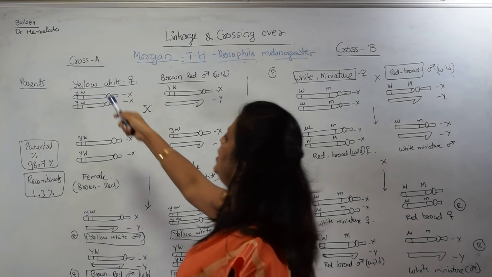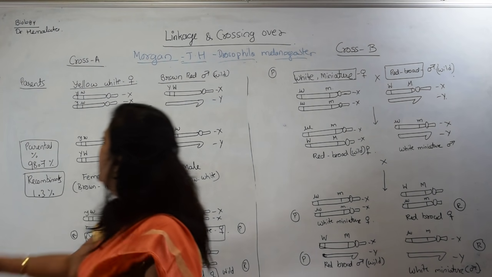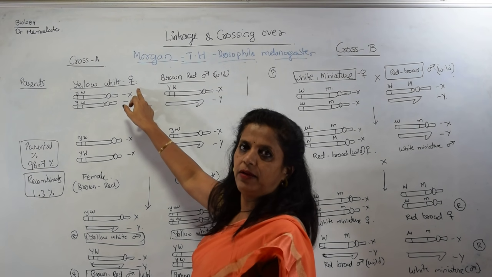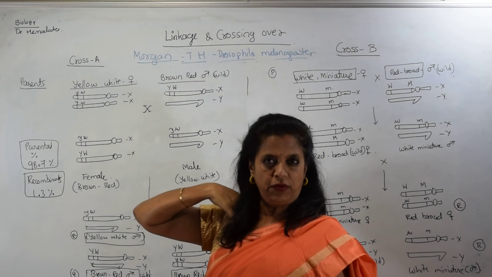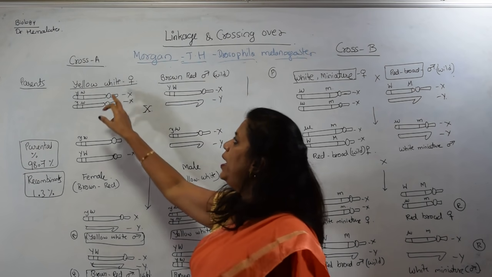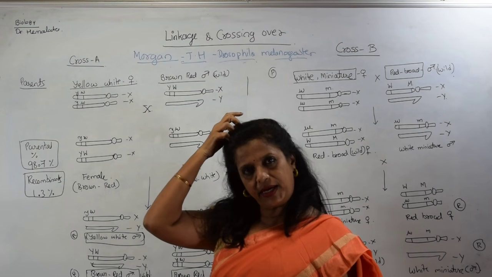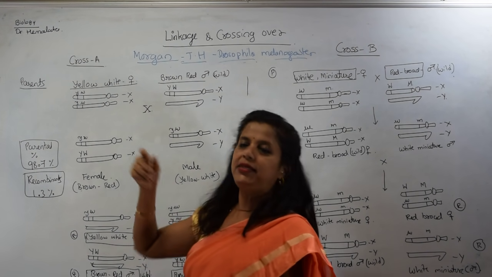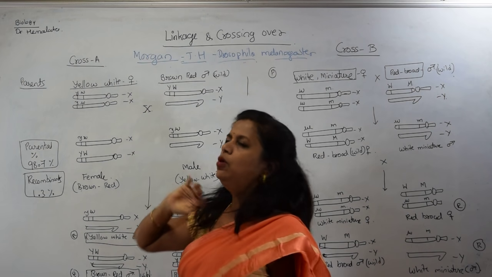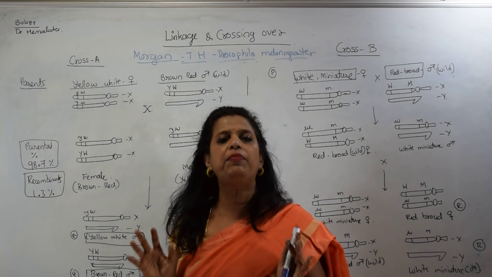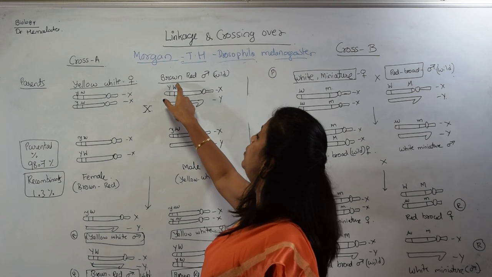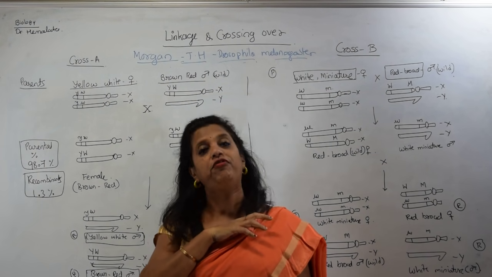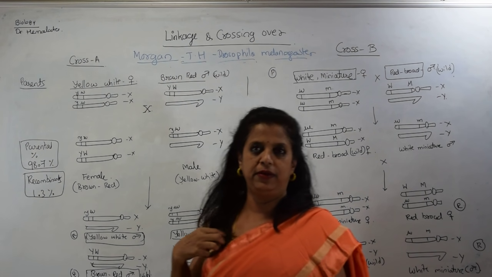First, cross A. What is this cross A showing? It is showing the parents, yellow white female. Yellow refers to the body of the Drosophila, and white is its eye color. So he has taken two characters: one is the body color of the Drosophila, yellow, and the other is its eye color, white. Actually, the regular type of Drosophila will have a brown body and red eyes. This we call the wild type. Wild is the first one, the original one, right?